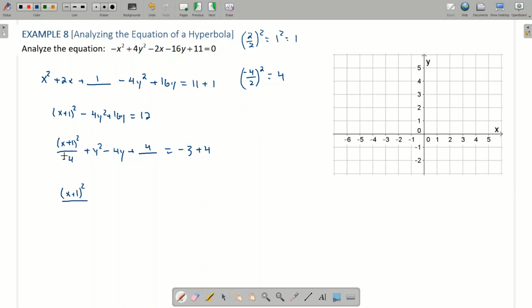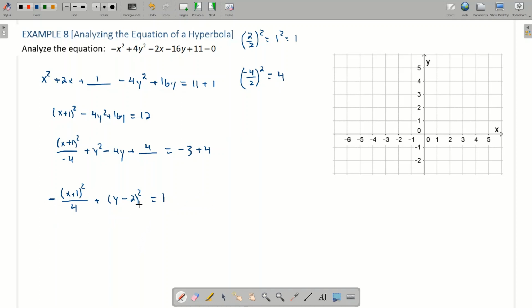One thing I am going to do, we don't like negatives in the denominator, so I'm going to go ahead and just pull that out in front of that. And then this becomes y minus 2 squared. And over here we get 1. Okay, this is now actually in standard form.